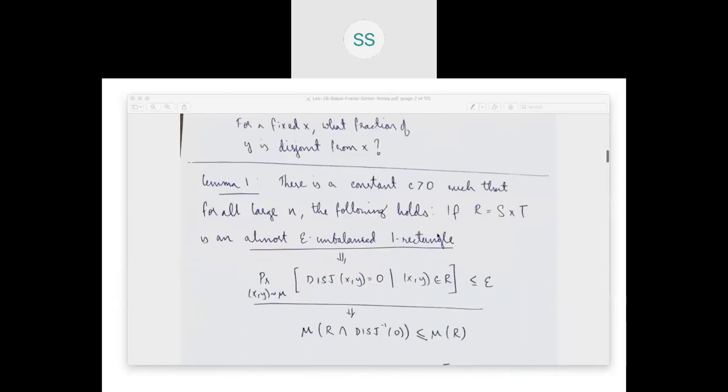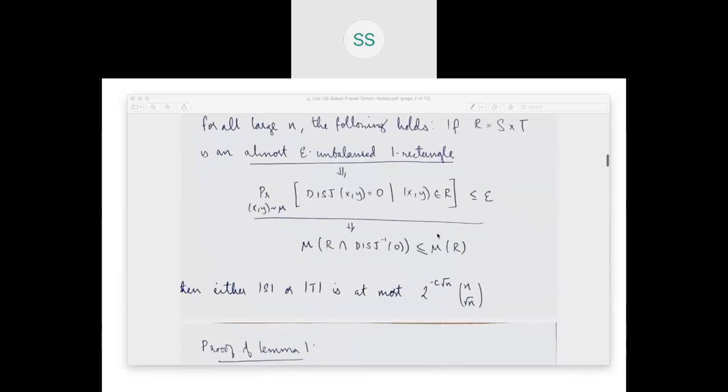The lemma is that there is a constant c such that if R is an almost epsilon unbalanced one rectangle, which means R is a one rectangle that has at most epsilon fraction of the entries as zeros, then either S or T is at most 2 power minus c square root n fraction of the total possible rows or columns.